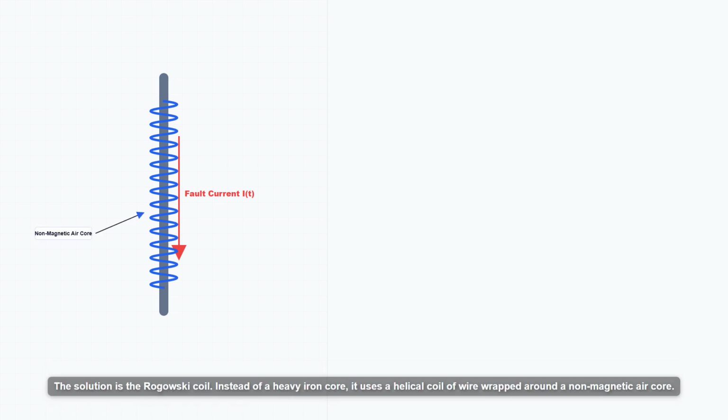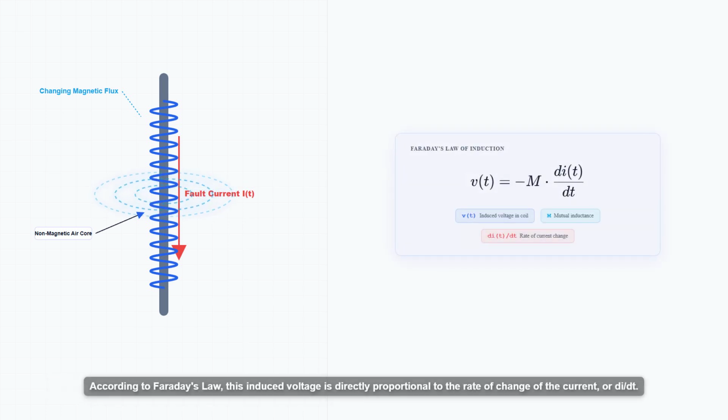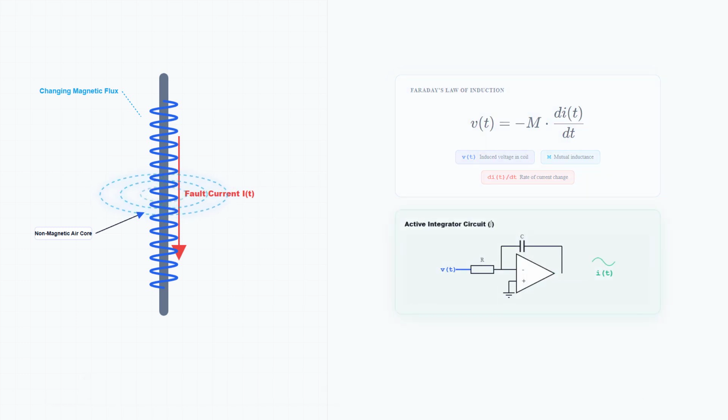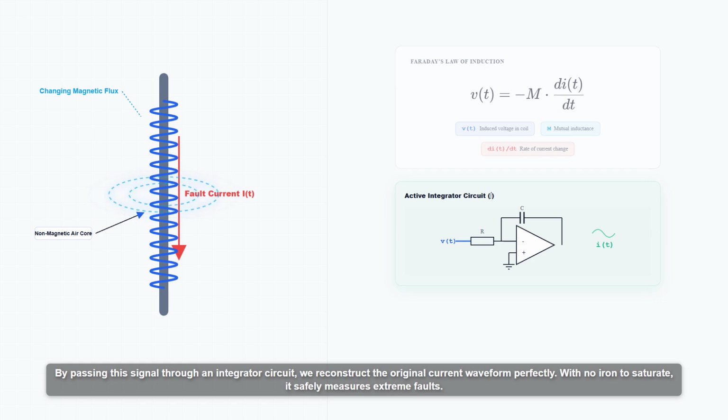When measuring massive transient currents, like those in an arc flash, standard current transformers often fail due to core saturation. The solution is the Rogowski coil. Instead of a heavy iron core, it uses a helical coil of wire wrapped around a non-magnetic air core. As alternating current flows through the central conductor, it generates a changing magnetic field that induces a voltage in the coil. According to Faraday's law, this induced voltage is directly proportional to the rate of change of the current, or di/dt. By passing this signal through an integrator circuit, we reconstruct the original current waveform perfectly. With no iron to saturate, it safely measures extreme faults.